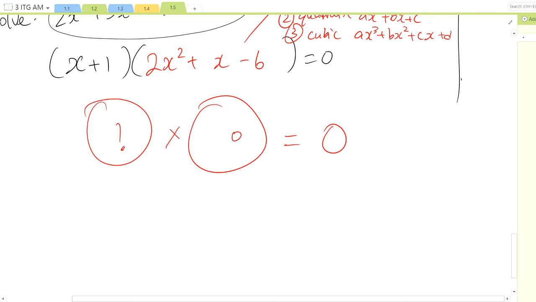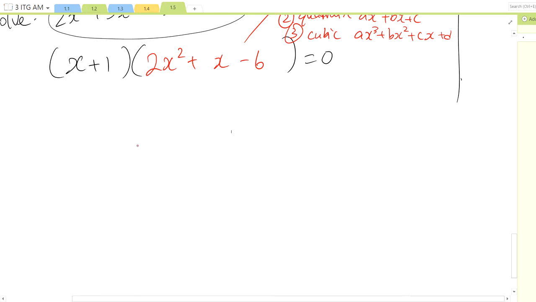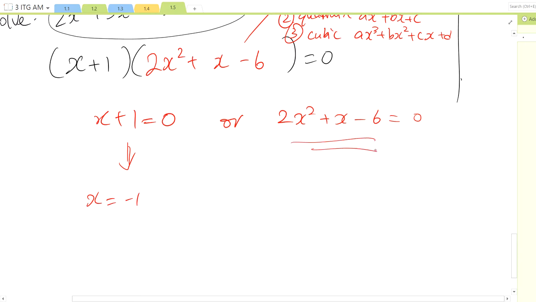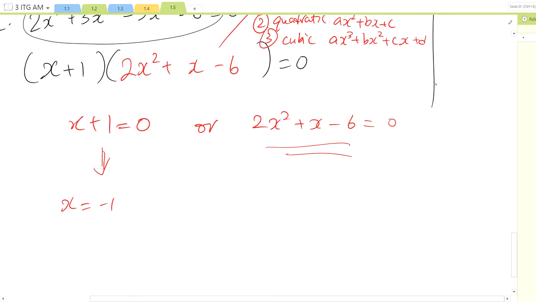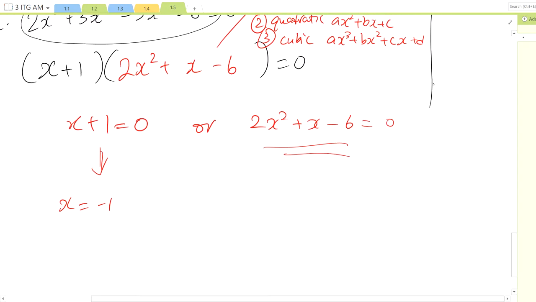So what is the conclusion over here? x plus 1 equals 0, or 2x squared plus x minus 6 equals 0. This is easy: x equals negative 1. What about this? Do you know how to solve this? I'm not sure. Yes, Kevin? Now your job is to solve this. How do you solve this?